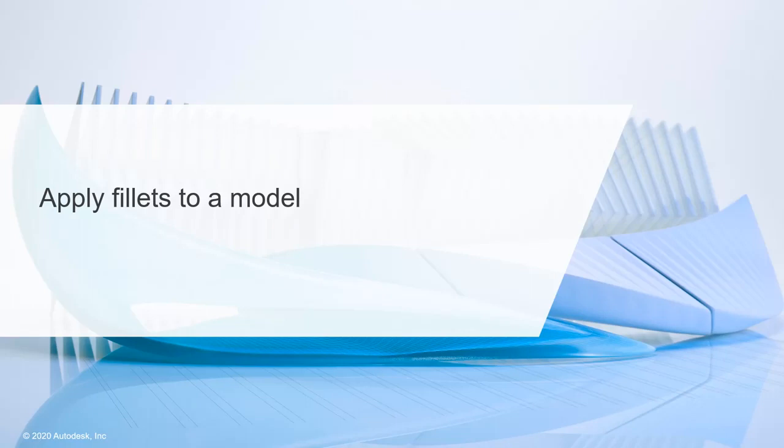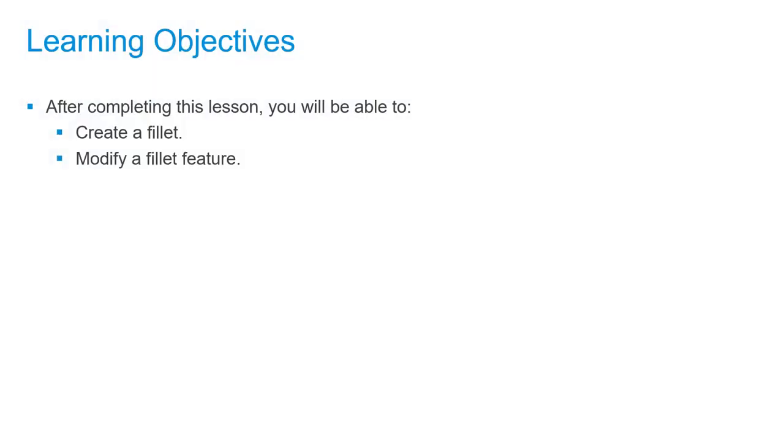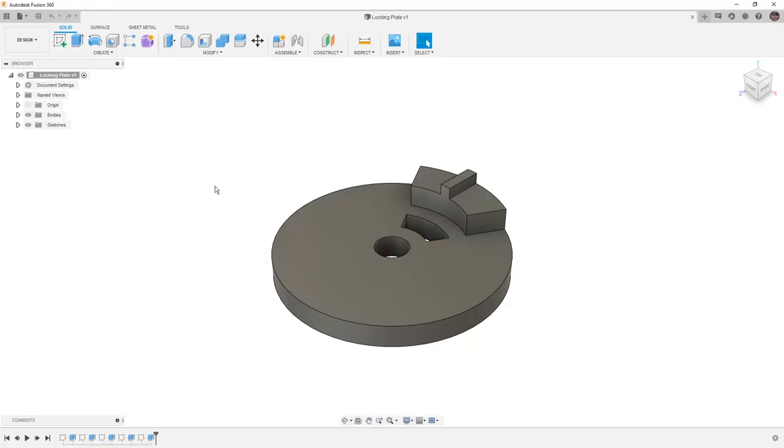In this lesson, we'll apply fillets to a model. After completing this lesson, you'll be able to create a fillet and modify a fillet feature. In Fusion 360, we want to start with the supplied file, locking plate. We're going to apply fillets to this model, and we're going to use it in a few lessons.